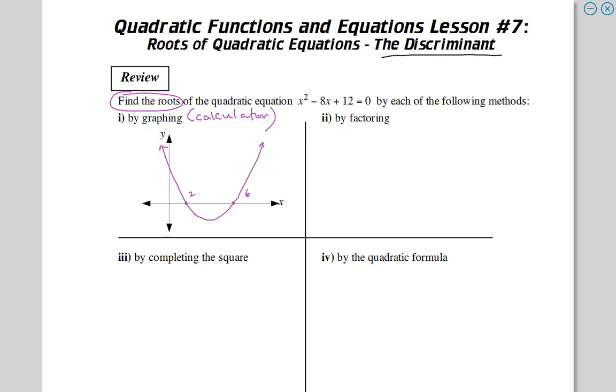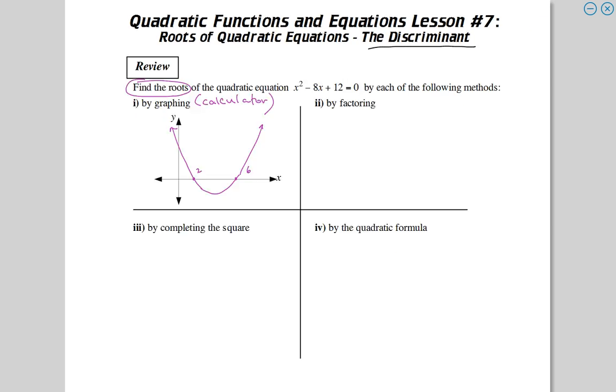Okay, and then the next 2 boxes on the right, can you guys do those right now on your own? Okay, so let's see what you guys got. This one you could factor by inspection, and the 2 are -2 and -6, which is obvious if you think about the solutions to the graph over here on the left. The 2 solutions are 2 and 6. Is that better?